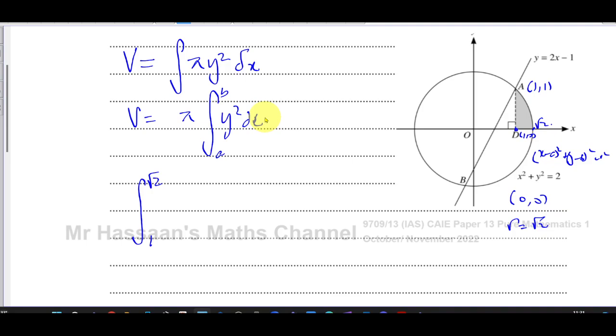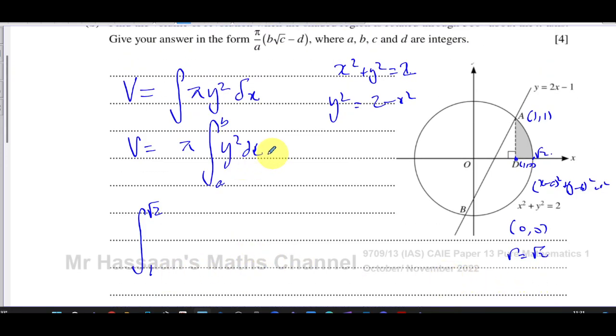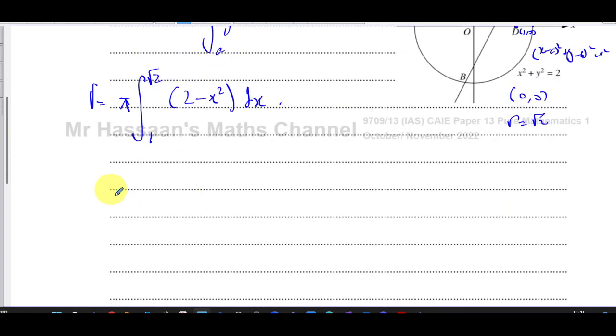And we've got to take y squared. Now, if we think about what y squared is, we've got x squared plus y squared equals 2. So y squared is equal to 2 minus x squared. So we've got to take y squared, which is 2 minus x squared, and integrate that with respect to x. Okay, so it should be the integral of y squared with respect to x. Now that should give us the volume. Don't forget the pi. Don't forget the pi. Okay, so that should give you the volume.